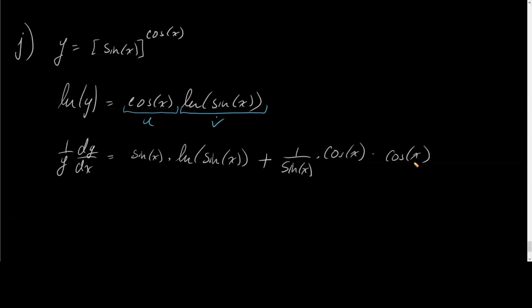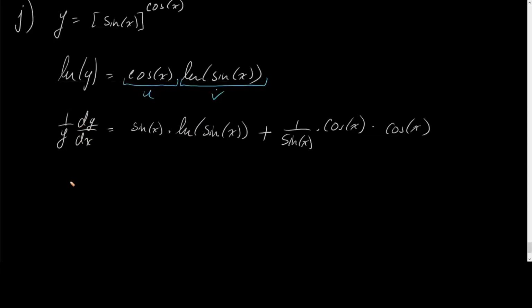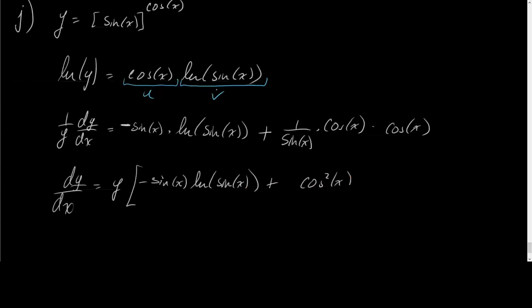At that point, multiply both sides by y, right? Because we want dy dx by itself. So dy dx is going to be equal to y times, I'll write this as, hold on, the derivative of cosine is negative sine, sorry. So negative sine of x, ln of sine of x, plus, and I'll write this as cosine square of x over sine of x, all right?